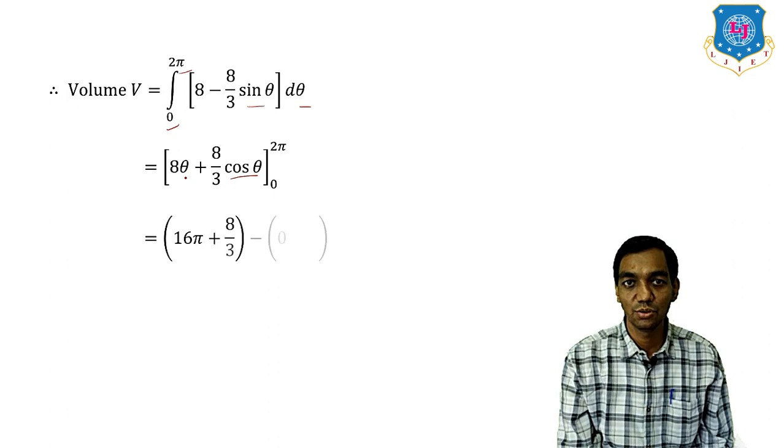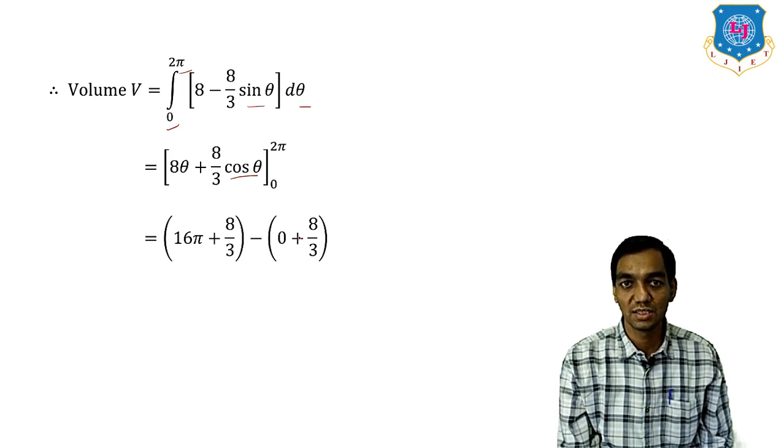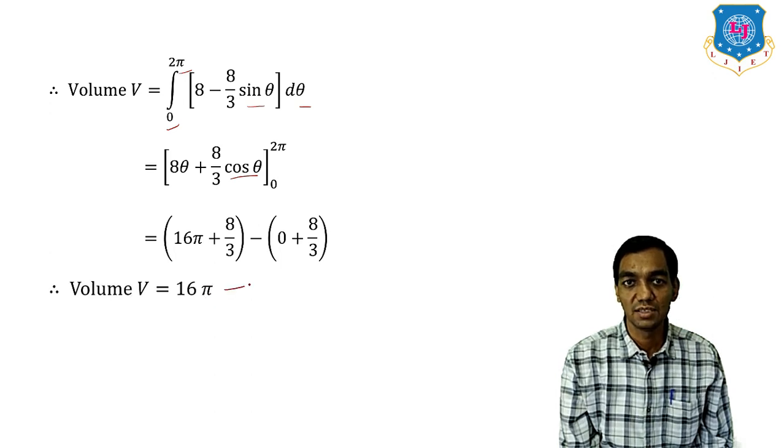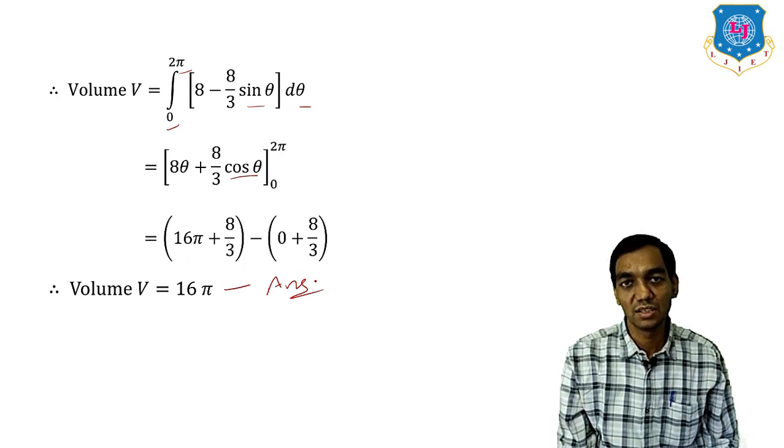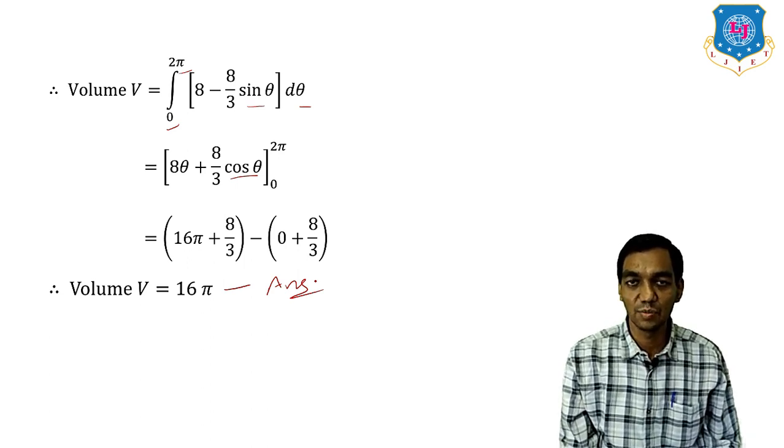If you substitute 2 pi, then you will have 8 into 2 pi, that will be 16 pi. Cos 2 pi has a value 1, minus 0, minus cos 0 has a value 1. So the 8 by 3 terms will cancel out and the answer you have is 16 pi. So the volume in between these two surfaces and the interior part of the cylinder is 16 pi.